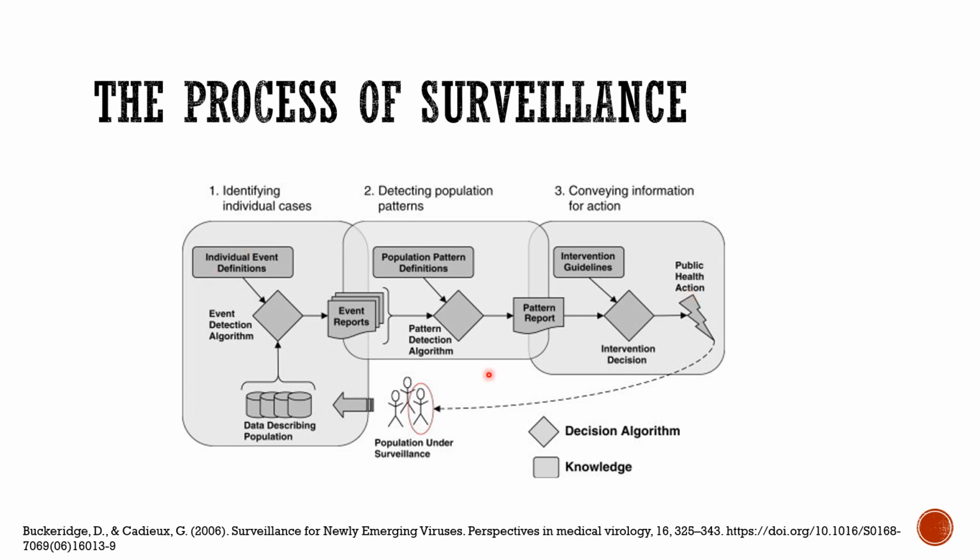Critical points in this process include detection of events in individuals, for example diagnosis of measles, the identification of patterns in populations, for example a rise in incidence in a geographic location, and incorporation of this information about the identified patterns into decisions about interventions.